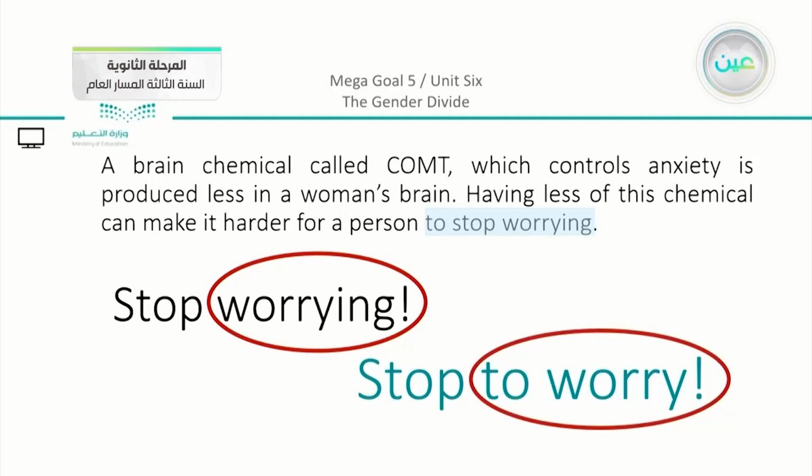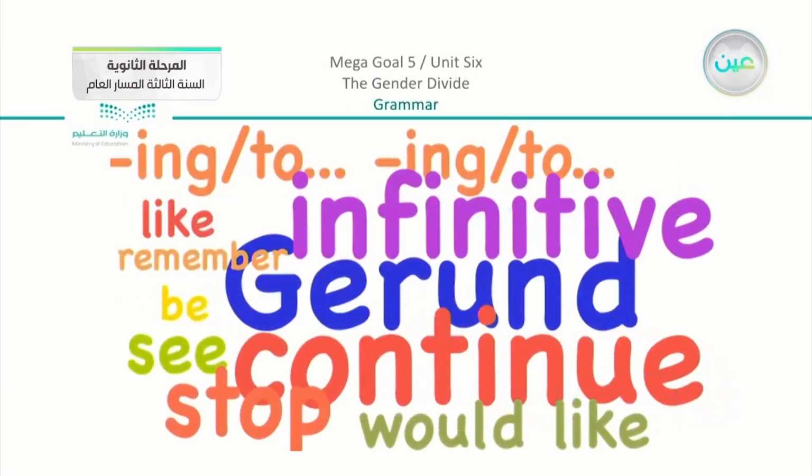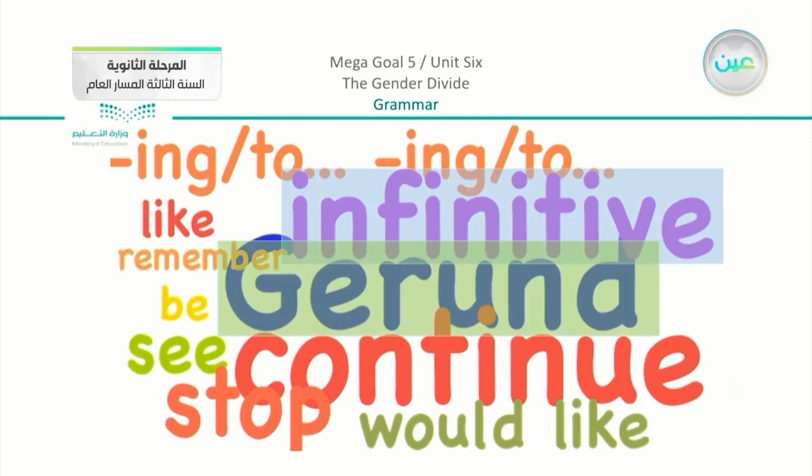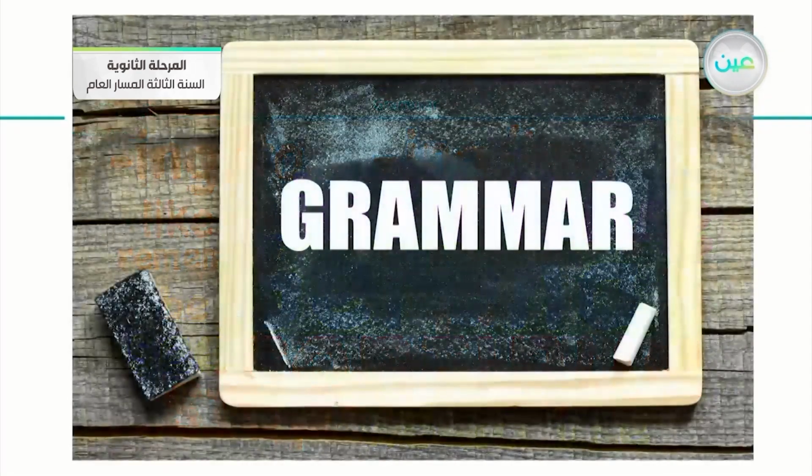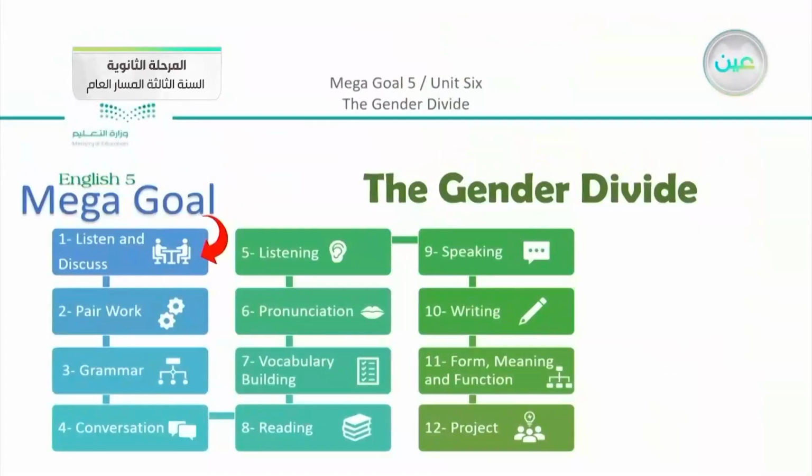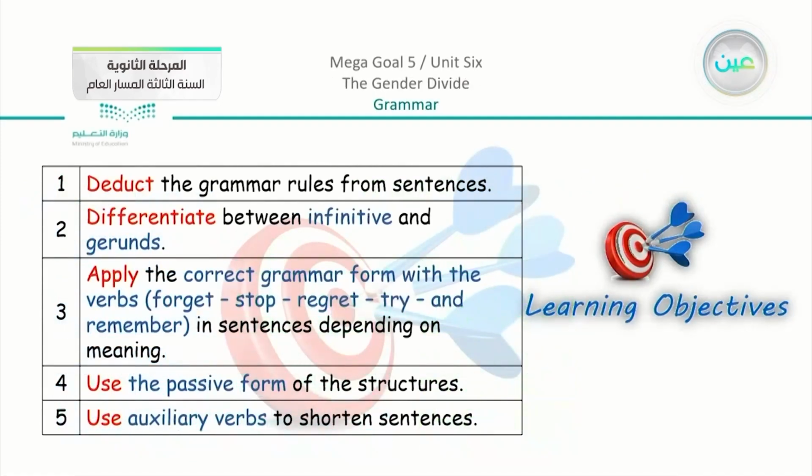So this is going to be the second part in our lesson today. We are going to focus on the infinitive and also on the gerund that we have here. Now this part is going to be our grammar lesson for the day. We are going to pass by the grammar lesson as well as the listen and discuss that we have. We are going to see our objectives. So number one, to deduce the grammar rules from sentences.